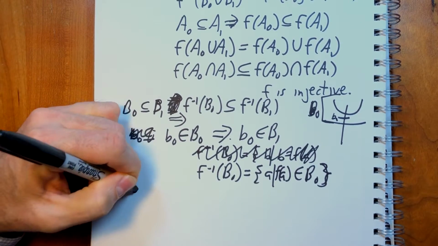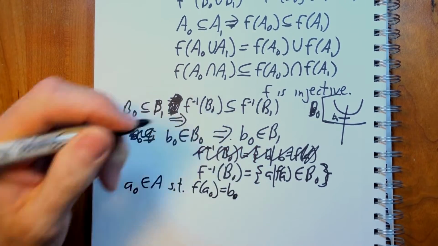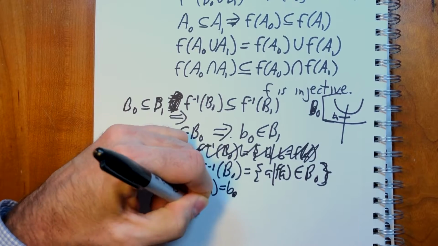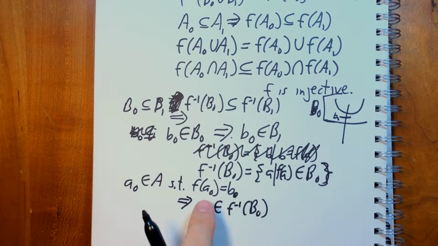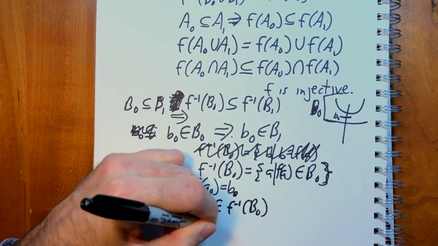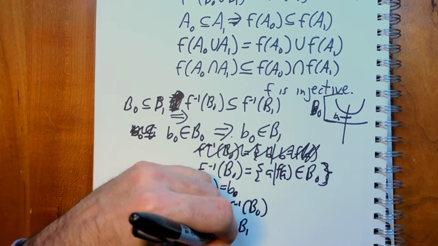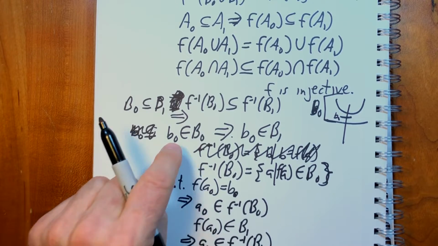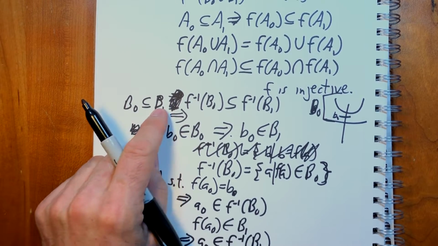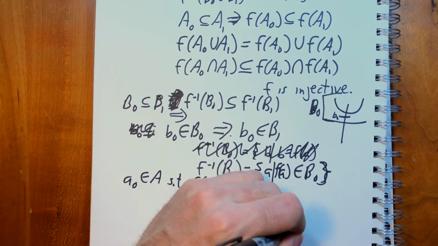If there does exist an A0 in A such that f of A0 equals B0, that means that A0 is an element of the preimage of B0. And since this is also in B1, then that implies that A0 is an element of the preimage of B1. And that's all we needed to show. We start with an element of B0, then it's also in B1, and then we show that if there's an element that's in the preimage of B0, then it's also in the preimage of B1. Okay.